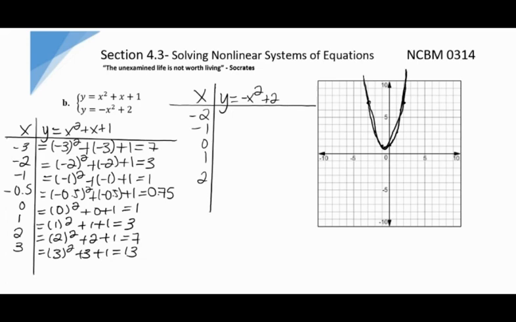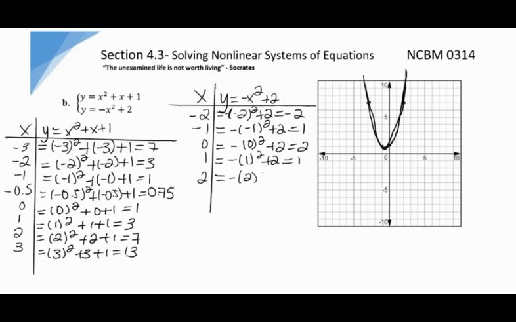Okay. So for the second equation, the same thing. Let's plug in those values of x into the original equation. So we have negative x squared plus 2, and with x equals -2 that's going to give me negative 2. Then we have negative 1 squared plus 2. That's going to give me 1. Negative 0 squared plus 2. That's going to be 2. Negative 1 squared plus 2. That's going to be 1. And the last one, negative 2 squared plus 2 equals negative 2.